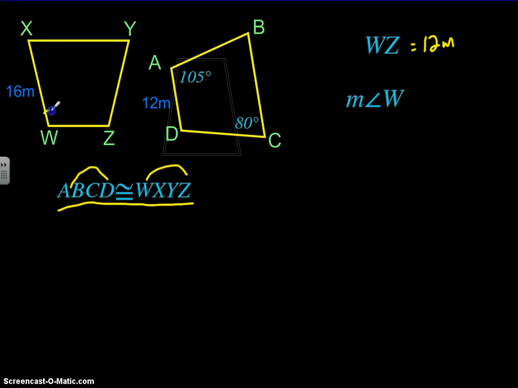Okay, look at angle W. What does that correspond to over here? If you don't know, look at the statement. Angle W corresponds to angle A. What is the measure of angle A? 105 degrees. So the measure of angle W is 105 degrees. And that's what this little m means, measure of angle W, 105 degrees. Okay, and again, if I were looking for AB, what corresponds to AB? Well, WX does. How long is WX? 16 meters. So this must be 16 meters. So in congruent shapes, corresponding angles and corresponding sides are equal. Okay, and that concludes our lesson for today.